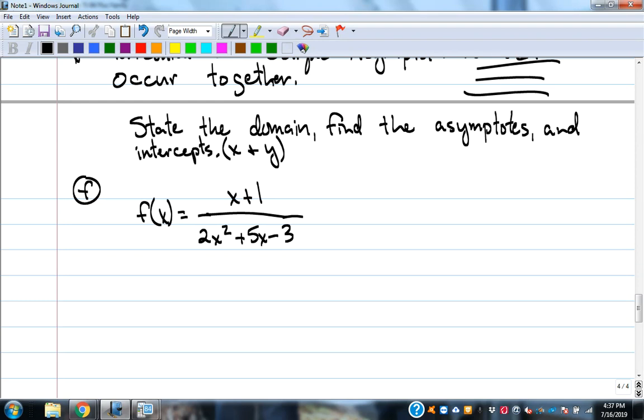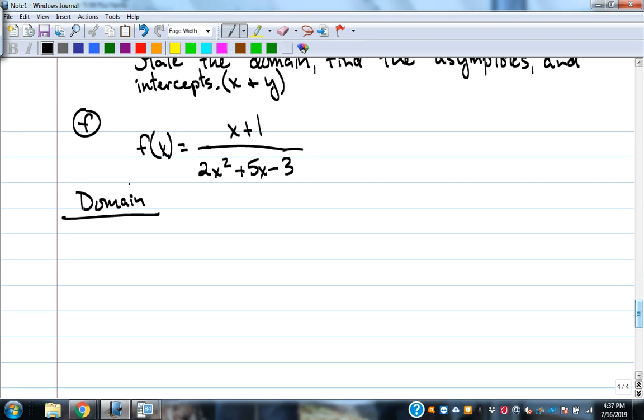If it will simplify, it may not simplify any, but maybe it does. Okay, so the first thing I'm going to do is find the domain. So to find the domain, since it's a rational function, I'm going to set 2x squared plus 5x minus 3 equal to 0 automatically. And then I'm going to use factoring to try to solve that.